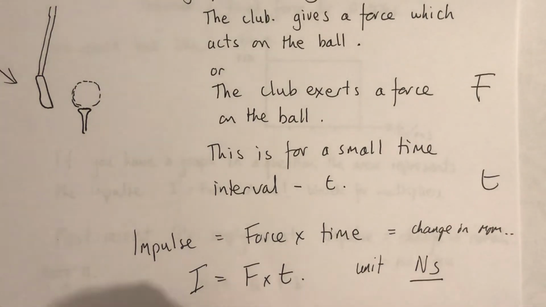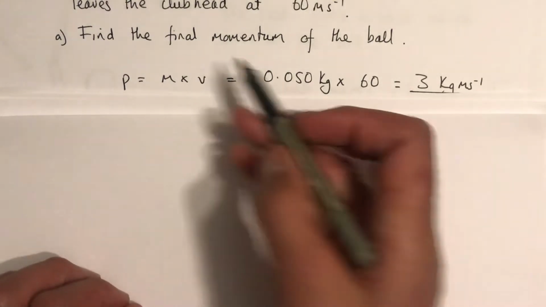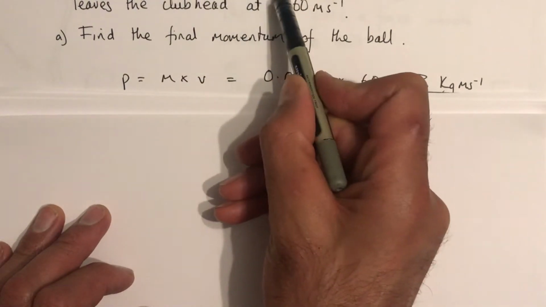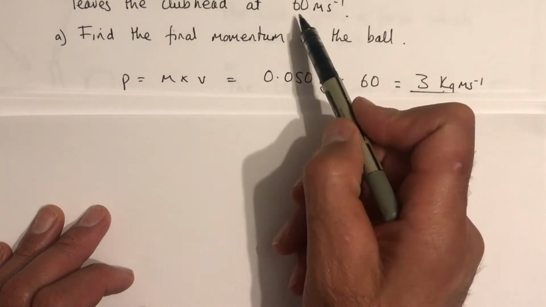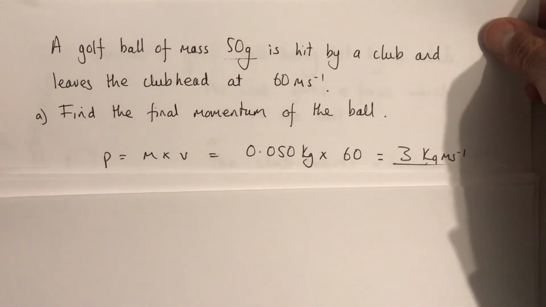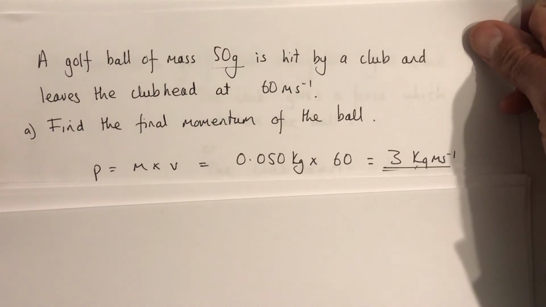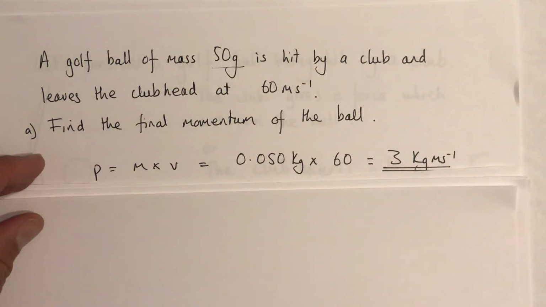So back to the maths. How does the maths work? Well, the first question is, the mass is 50 grams and the ball leaves the club head at 60 meters per second, which is obviously pretty fast. 10 meters per second is like a sprinter runs, which is about 30 miles an hour. So 60 meters per second is about 120 miles per hour. So that's pretty fast.